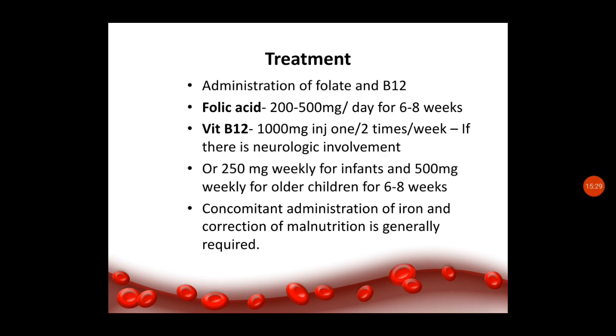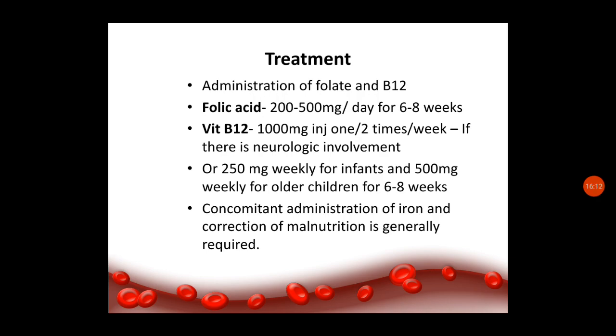So administration of folic acid and vitamin B12, folate and B12, that is a treatment option, because we know that micronutrients are deficient, and the dose of folic acid is 200 to 500 milligram per day for 6 to 8 weeks, and vitamin B12 it is 1000 milligram injection once or two times per week if there is neurological involvement, because in neurological involvement we have to prevent the complications, so that we may need to inject the medicines.